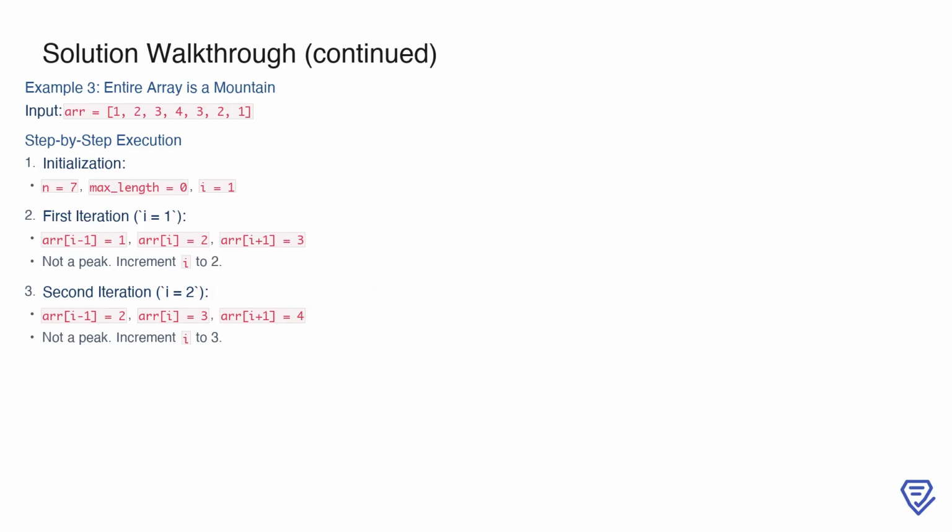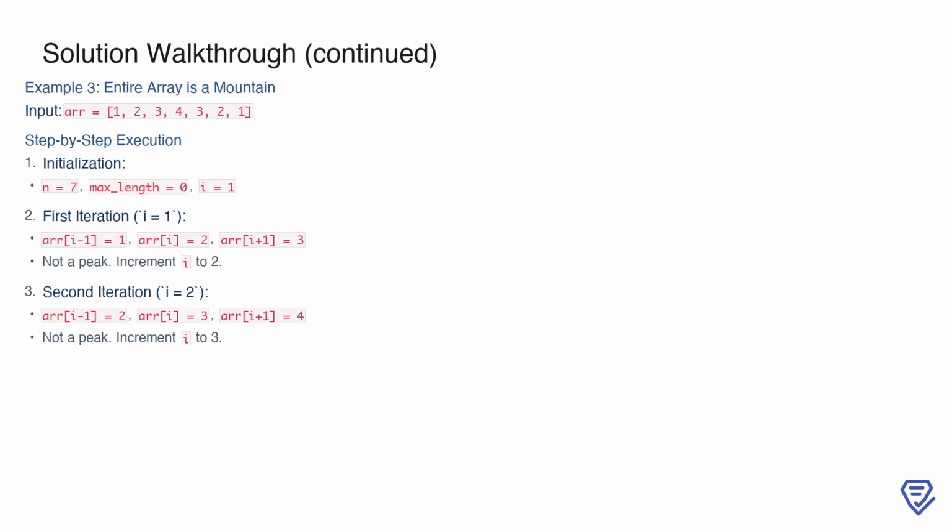For this example, the input array is 1, 2, 3, 4, 3, 2, 1, where the entire array forms a mountain. First, we initialize the variables. The array length n is 7, max_length is 0, and the starting index i is 1. In the first iteration, the values are arr[i-1] equals 1, arr[i] equals 2, and arr[i+1] equals 3. Since this does not satisfy the peak condition, we increment i to 2.